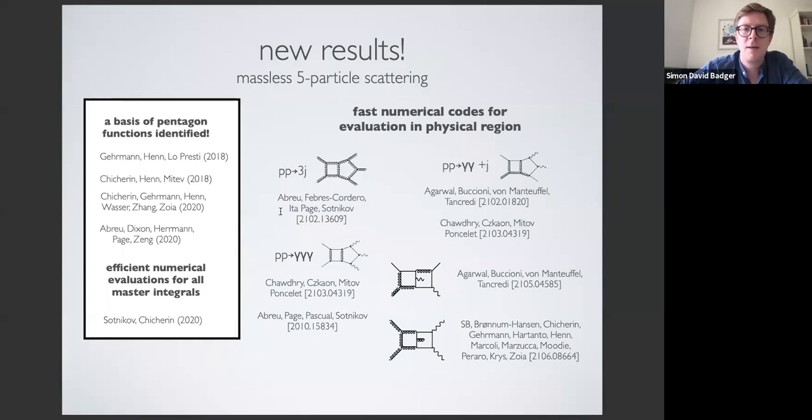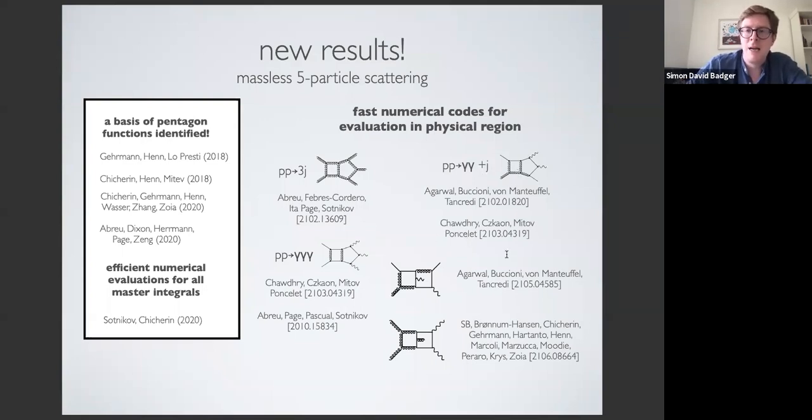For massless jet production, so pp to 3 jets, that's 5 partons, so all configurations, 5 gluons, 2 quarks and 3 gluons, and 4 quarks and a gluon, all available at leading color and all implemented in a publicly available code. We've had 2 different calculations for the production of 3 photons, both of the helicity amplitudes, and more recently, a number of results for diphoton plus jet production by 2 different groups.